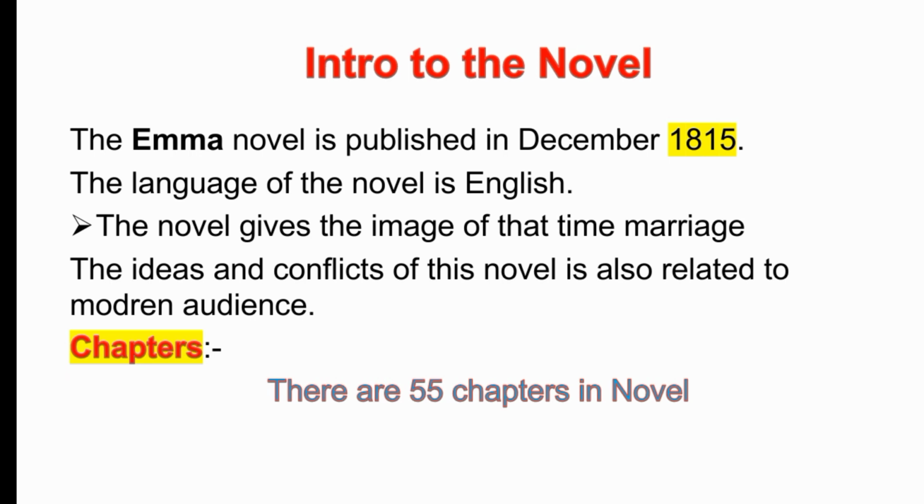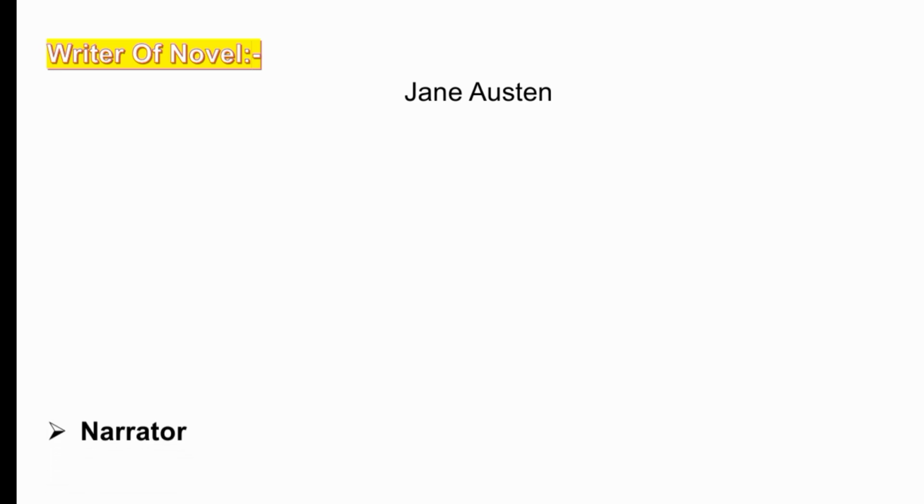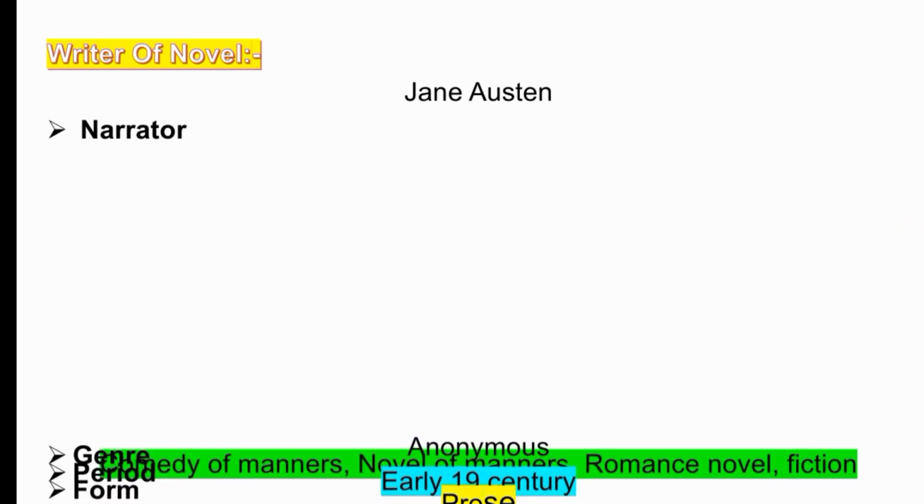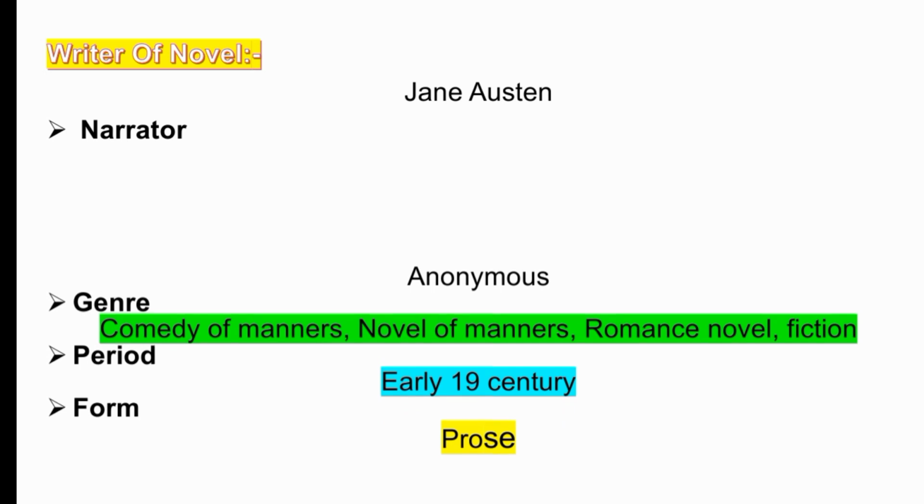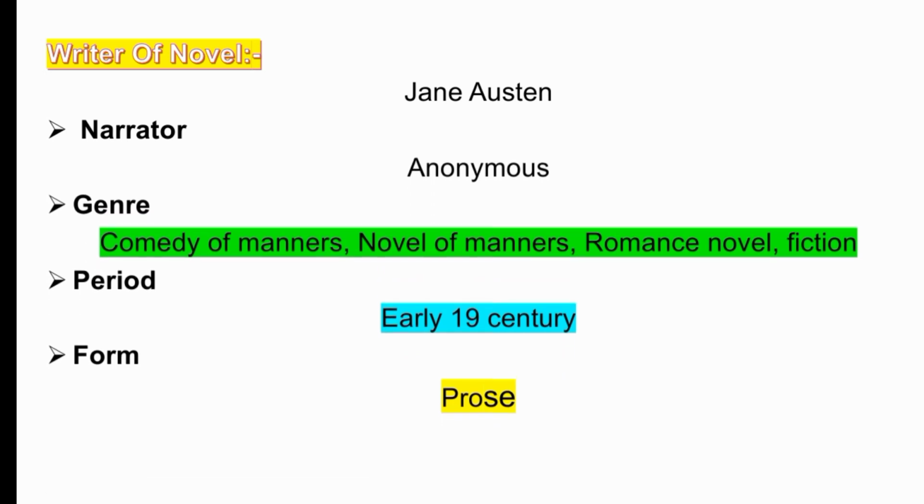Chapters. There are about 55 chapters in the novel. Writer of the novel. Jane Austen is the writer of the novel. Narrator. The narrator of this novel is anonymous. Genre. Comedy of manners, novel of manners, romance novel, fiction. Period. This novel was written in the early 19th century. Form. It is in a prosaic form.